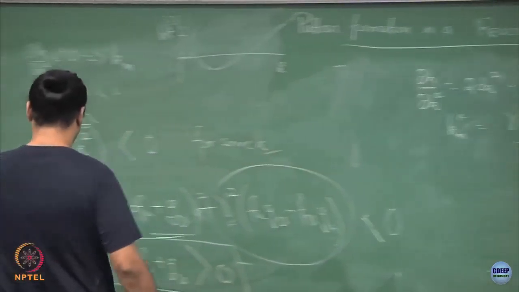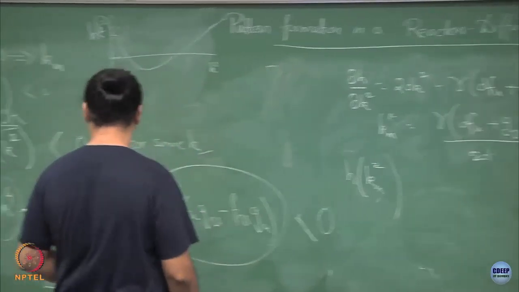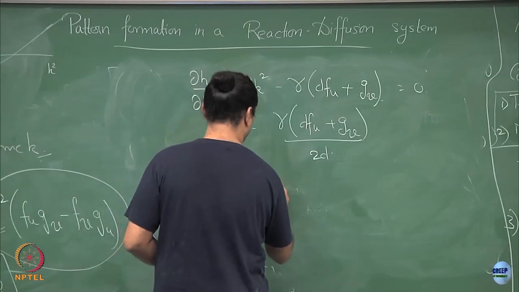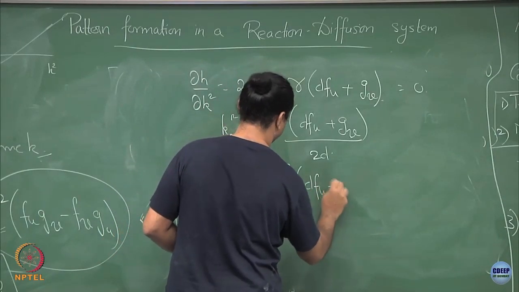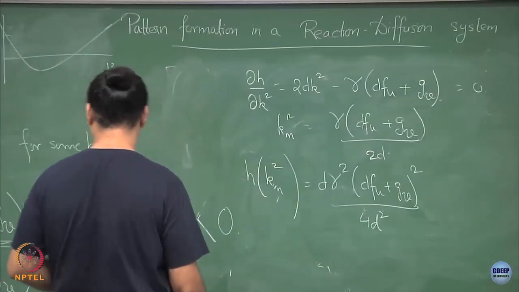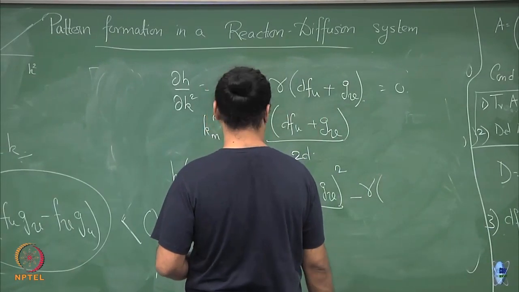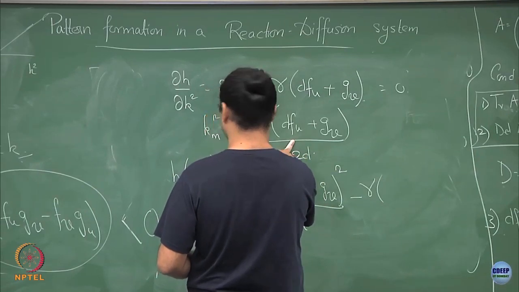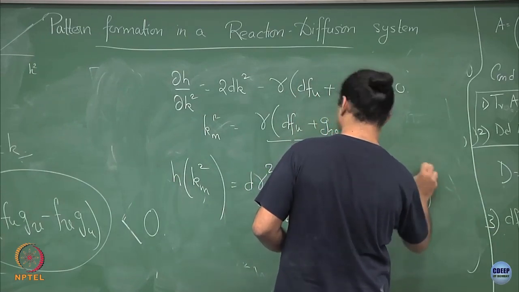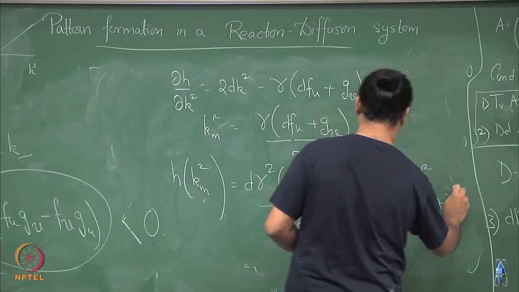and the value of h at this point, at this km square, at this minimum wave vector, is d into k to the power of 4. So, gamma square into (d f u plus g v) whole square by 4 d square minus gamma into, let me just write it straight off, there is gamma square (d f u plus g v) whole square by 2 d and plus gamma square. This is just the determinant.